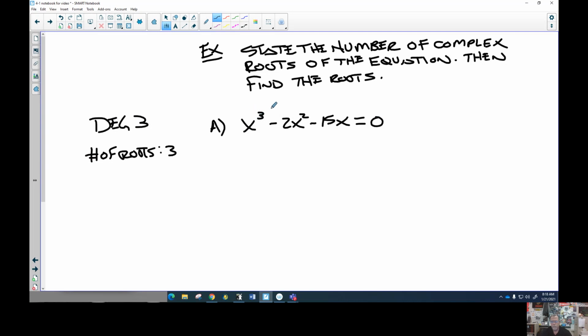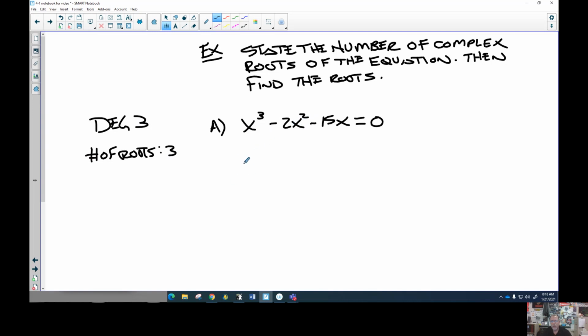And the equation has the highest power of the variable to be 3. So that is degree 3. That tells us by the fundamental theorem of algebra that we have 3 roots. How do we find those roots? Well, the first most obvious way is kind of like solving. We're going to factor. All right, the first thing we're going to try to do is factor this.